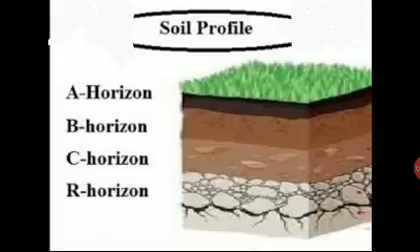Physical properties of soil. The physical properties of soil are color, texture, structure, porosity, permeability, pH of the soil, depth of the soil, and infiltration capacity. Physical properties of soil: the color.